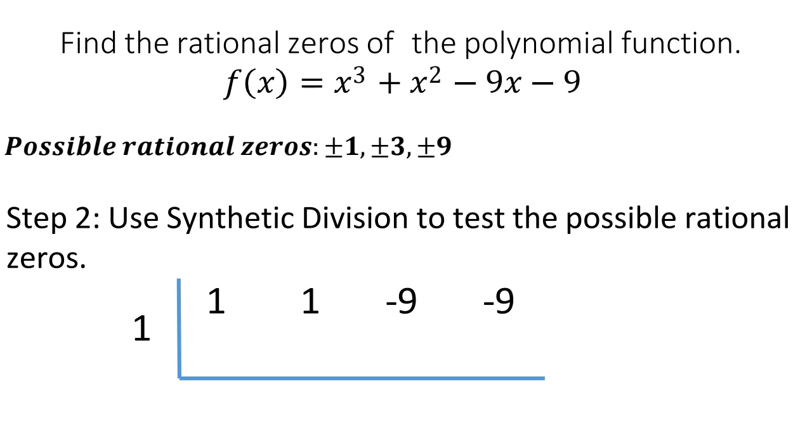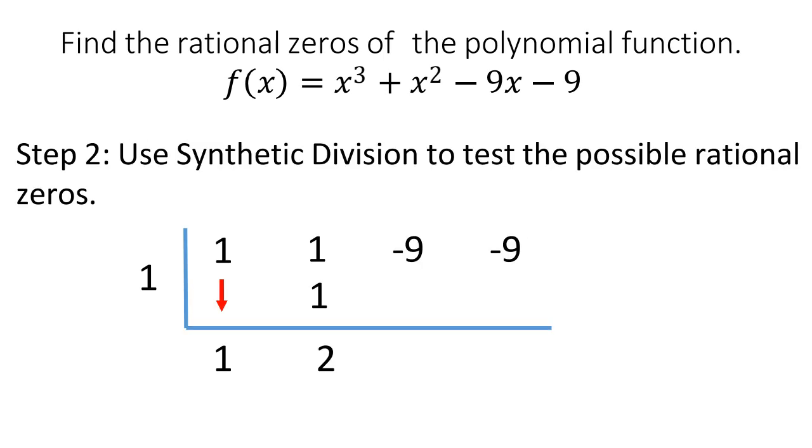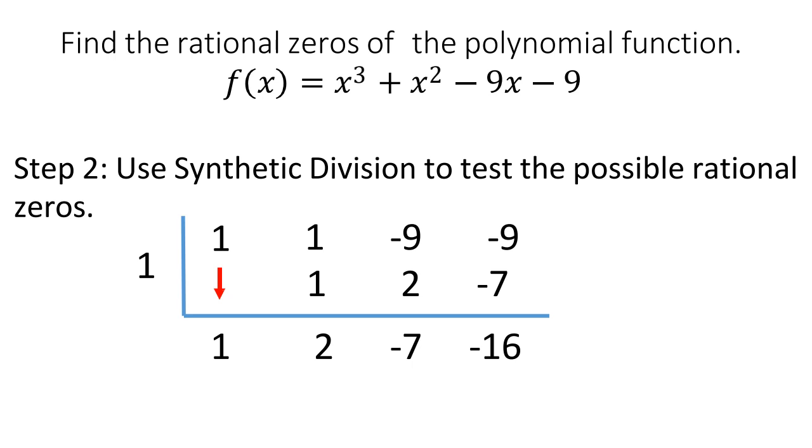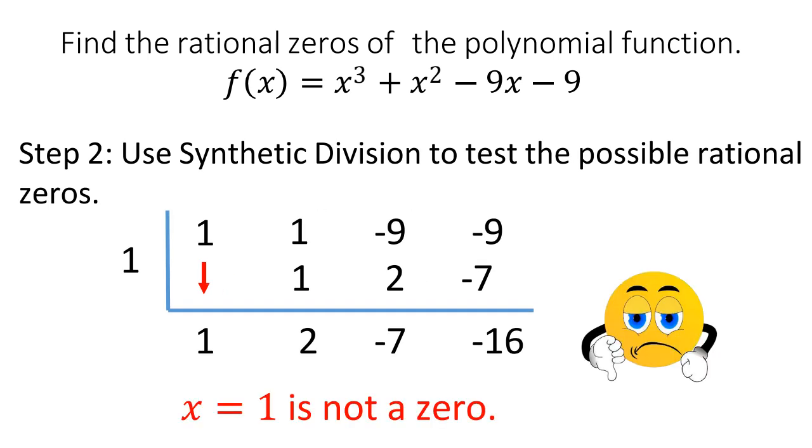Okay, so let's go ahead and do this. I want the remainder of 0. If I get a remainder of 0, x equals 1 is a zero or solution of this polynomial. So let's get to it. Again, we bring down my 1. 1 times 1 is 1. 1 plus 1 is 2. Let's multiply again. 1 times 2 is 2. -9 plus 2 is -7. Multiplied by 1, 1 times -7 is -7. -9 minus -7 is -16. This is my remainder. It says my remainder is not 0. 1 is not a zero of this polynomial. So again, it makes us sad. So let's go ahead and try it again.